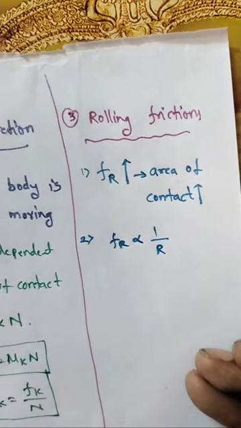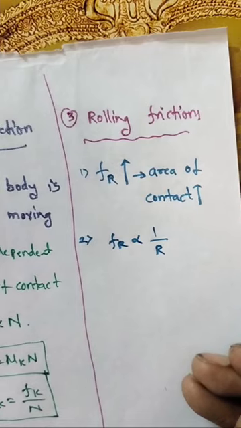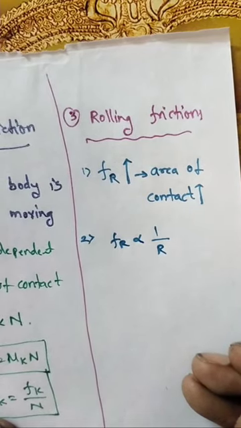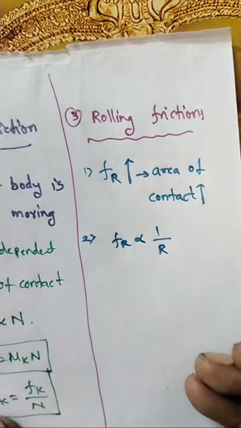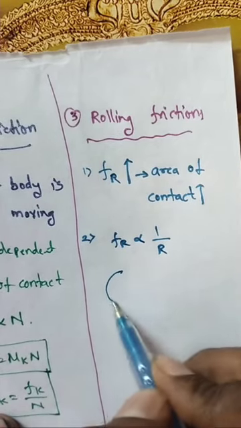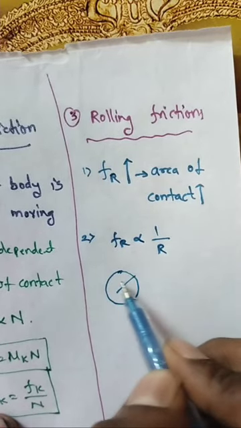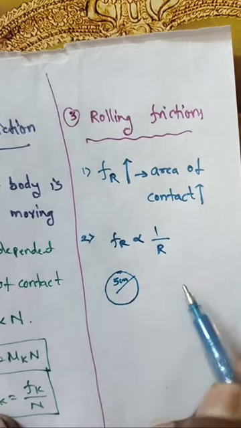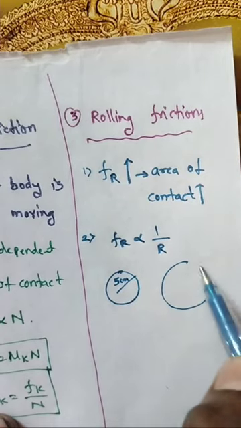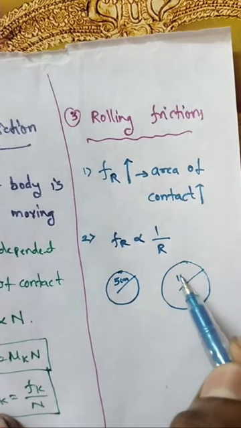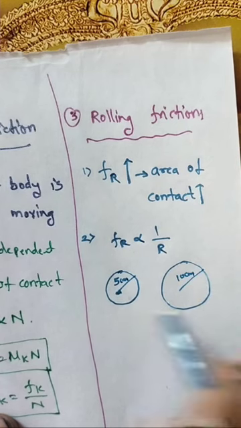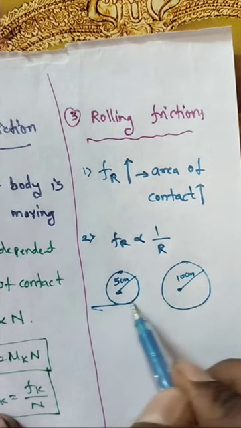Rolling friction is not directly proportional to radius; it is inversely proportional to radius. More radius, less friction. Suppose, for example, one tire has a radius of 5 centimeters, and another is a very big tire with a 10 centimeter radius. So this is one small tire.